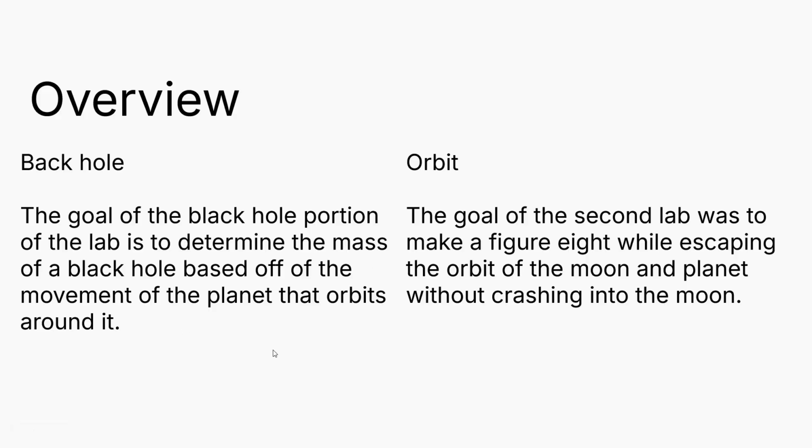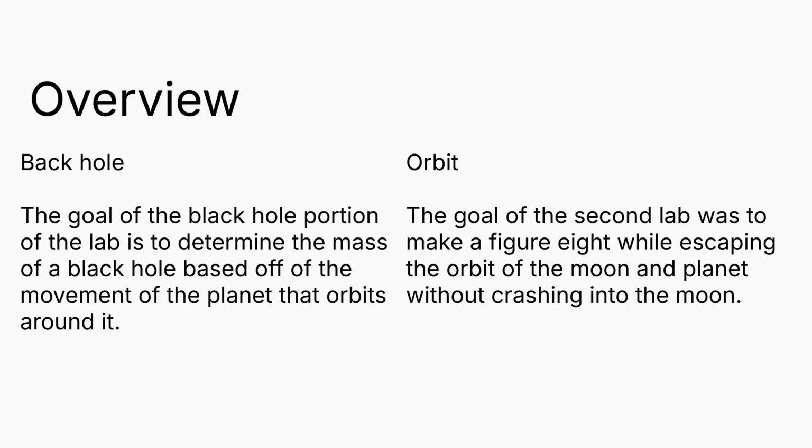The black hole. So the code was set up so that there was a planet orbiting the black hole, and you had to figure out the perpendicular and parallel forces acting on the planet. Once that was figured out, you could figure out the mass of the black hole. Basically, the goal of the black hole portion of the lab is to determine the mass of the black hole based off the moon of the planet that orbits around it. It can be different for everybody because part of it was seeding, and the seed was based off your Georgia Tech email. So everyone has a different email, so it could be a little different for everybody.